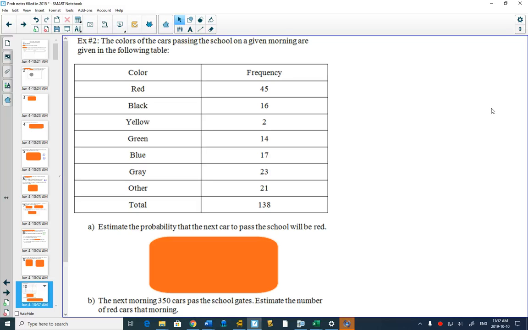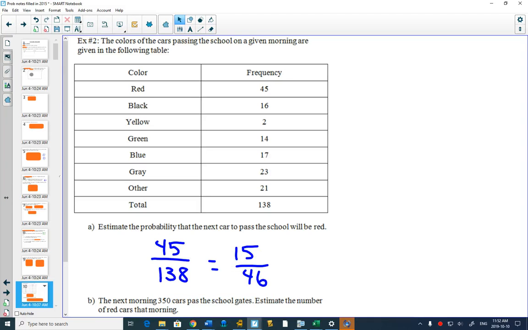What are the chances the next car that passes by the school is red? Well, according to experimental probability, you would say there's 45 out of the 138 that have been red, so my chances that the next car is red is that number, or 15 out of 46. That's using your experiment to tell you what you think is going to happen next.